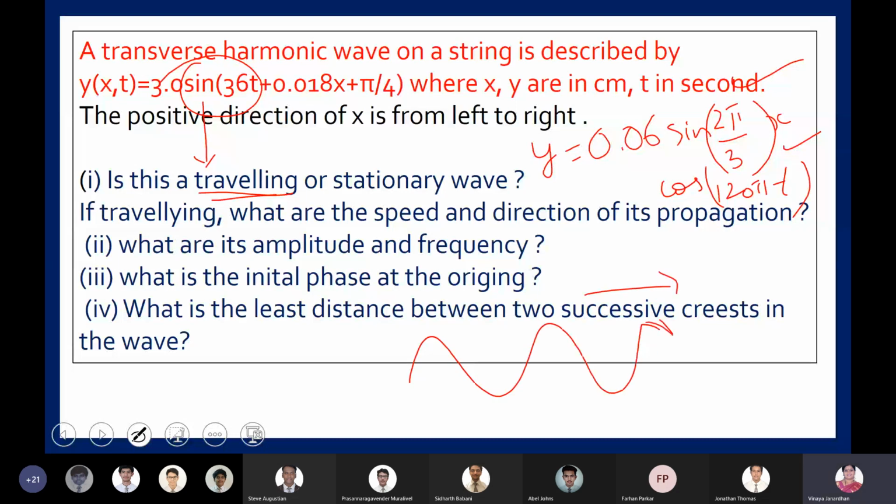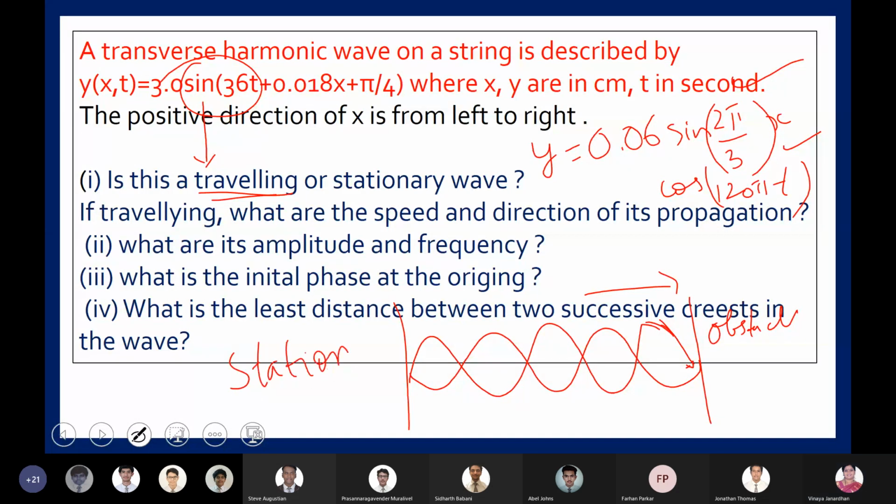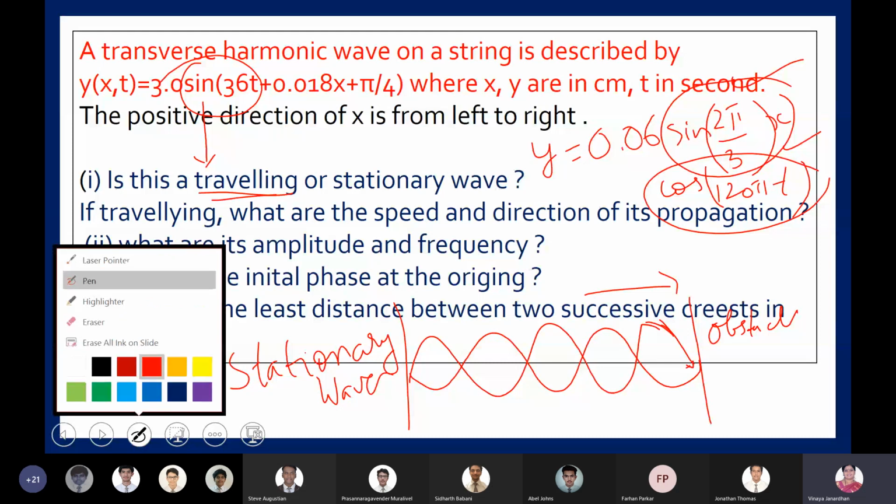But for stationary waves, boys, they are like this. A wave is traveling in one direction, right? It hits an obstacle and gets reflected back. So this is a reflection, two waves superimposing on each other. These waves are called stationary waves. For a stationary wave, you will have two trigonometric functions, each representing each of these waves. So this is the way to distinguish between a traveling wave and a stationary wave.